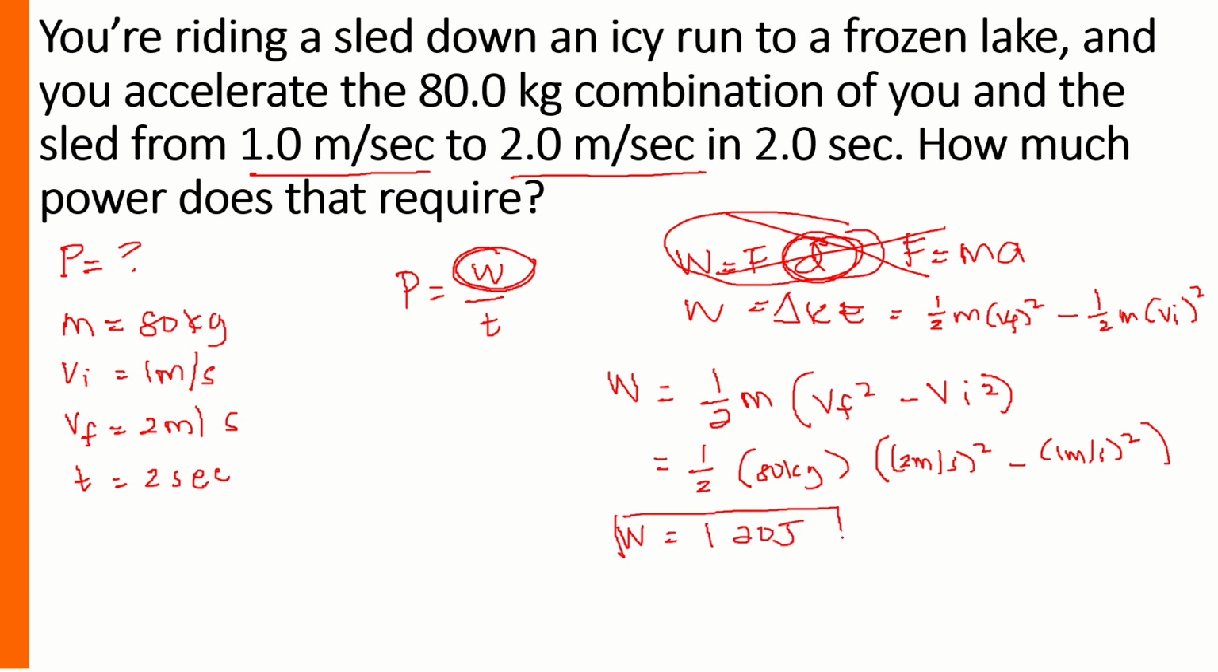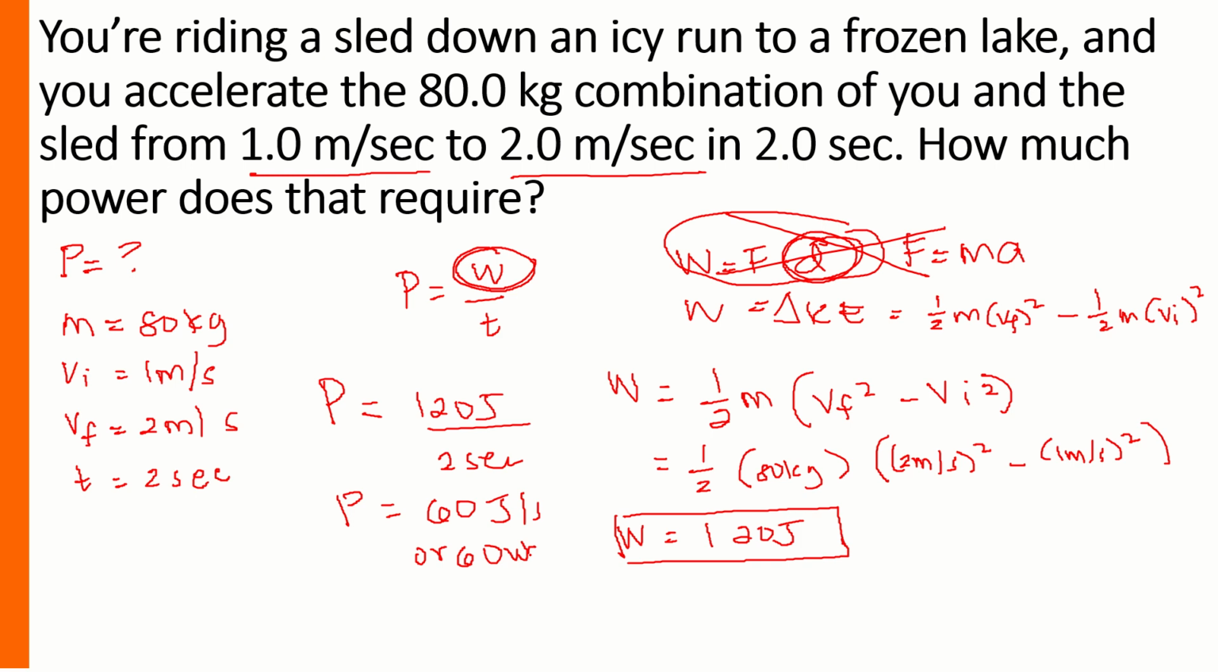Tapos ka na ba? Hindi pa, because what you just got is the work done. So, going back to the formula of power, which is equivalent to work over time, you have 120 joules divided by the time, which is just 2 seconds. You'll be getting power which is equivalent to 60 joules per second or 60 watts. Diba? Napakadali lang ng pag-solve nito.